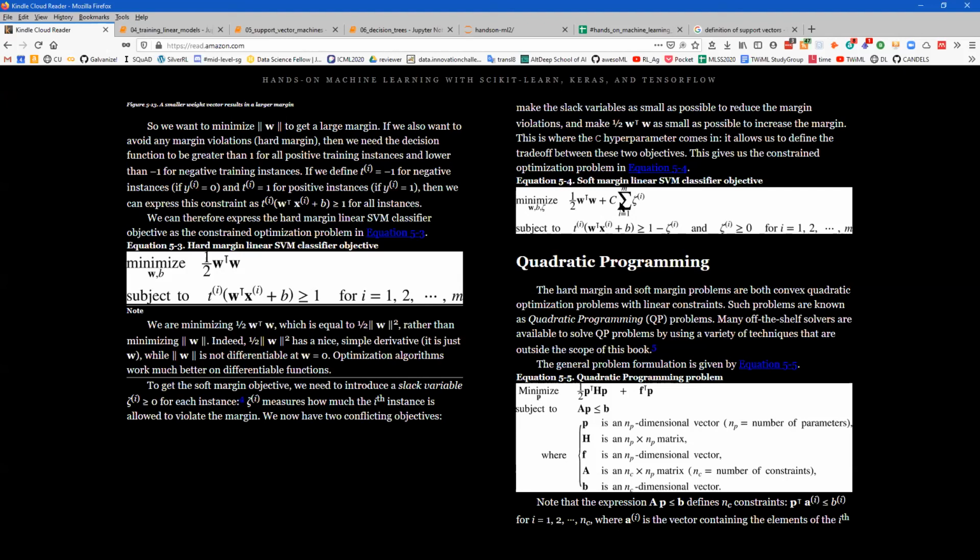So let's see, F transpose P. I see W transpose W there as P transpose P, but I don't see P appearing. P is the weights W, and I don't see them appearing here. Something else. Subject to AP less than or equal to B. And that would be this equation.